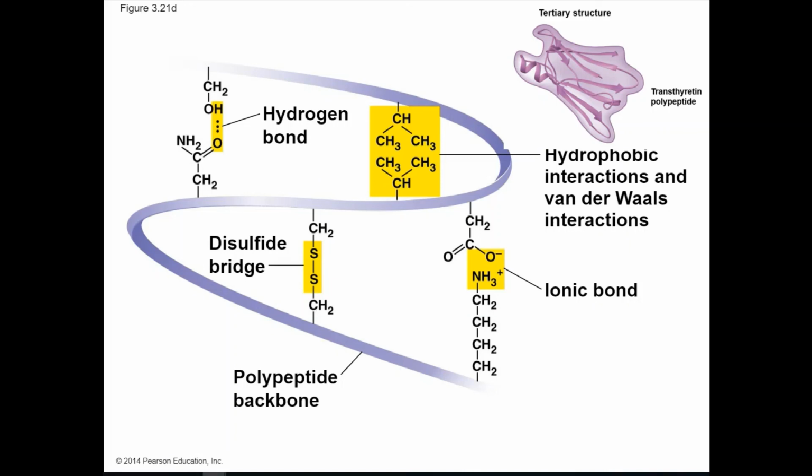We also have ionic bonds that can form. That's going to happen between your acidic and your basic R groups on amino acids. And then the last thing that's kind of weird, we form disulfide bridges. So cysteine amino acids have sulfurs, and those sulfur molecules can form disulfide bridges, and that helps determine the tertiary, or the 3D shape of a protein.